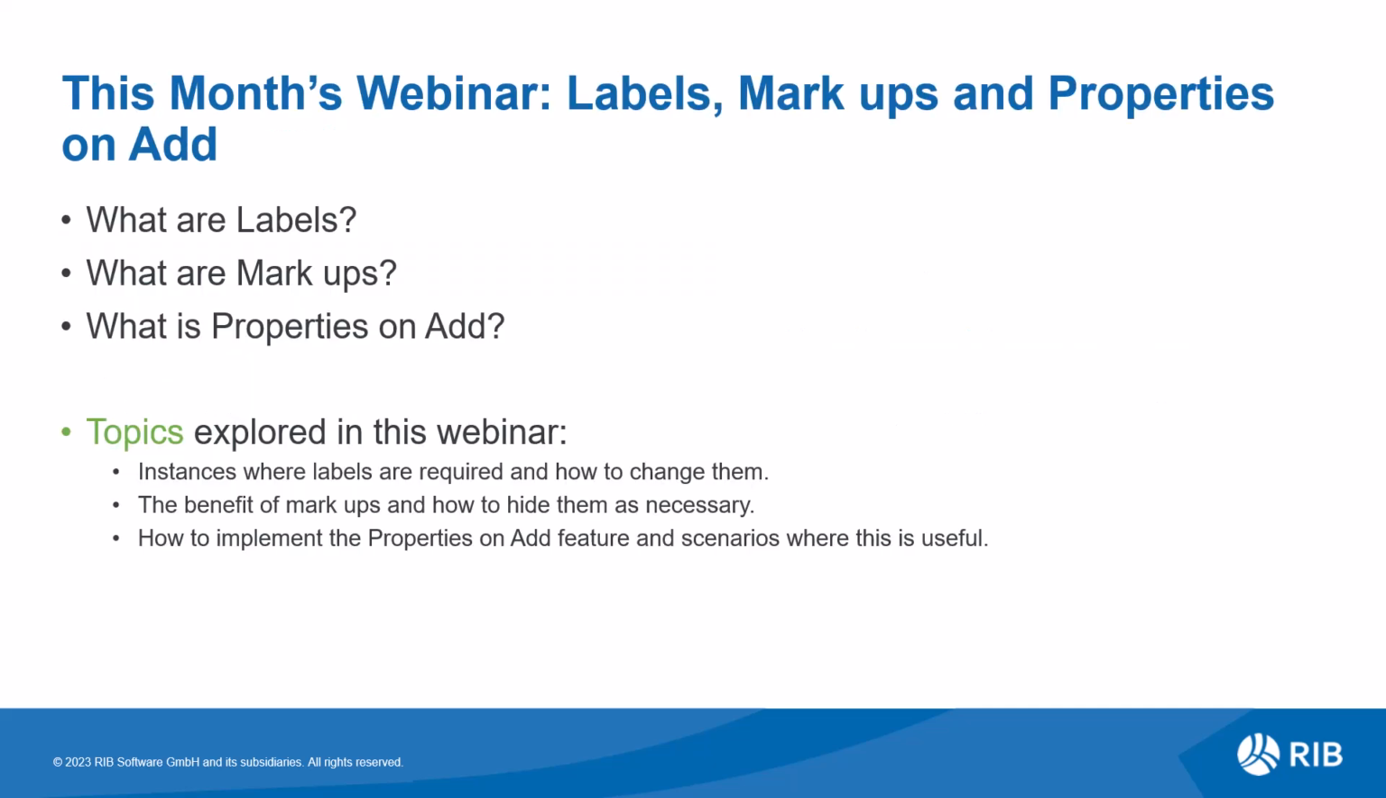So this month's webinar, as previously mentioned, we'll be reviewing labels, markups and properties on add. Let's talk about what labels are. Labels are in relation to dimensions, so when you complete a takeoff, let's just say you have just measured the area of a room, that will present some information, i.e. whatever you have chosen for the default display in your dimension group settings. If you have labels activated, then this information will show up on that dimension rather than you having to hover over it to get the quantity.